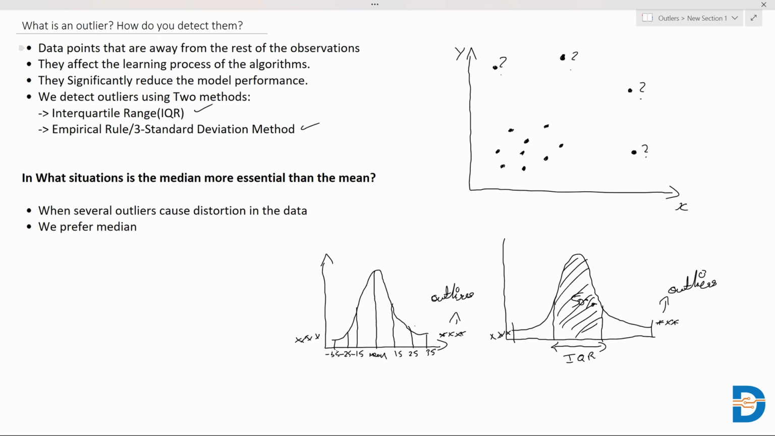Because of the presence of outliers, we do not consider mean as the best method. We use the median, and median would be the obvious choice if you have outliers in your data. And obviously, the outliers are generally going to cause distortion in your data, so the data will not be normal.